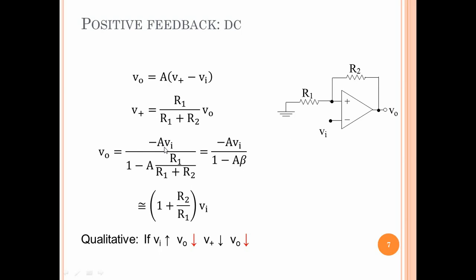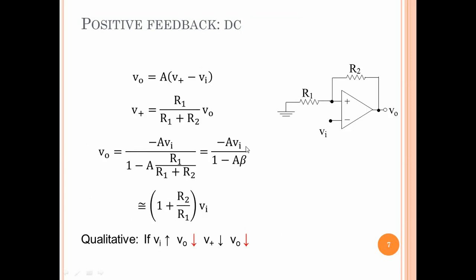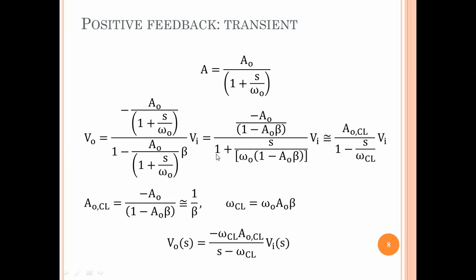So we'll assume again that A is equal to A0 over 1 plus S by omega 0. And we substitute this in the A over 1 minus A beta in this case. And then solve this. So we get minus A0 over 1 minus A0 beta, which is the same form as this one here, minus A over 1 minus A beta. In the denominator, we get omega 0 into 1 minus A0 beta. This minus is critical. So what does this do?